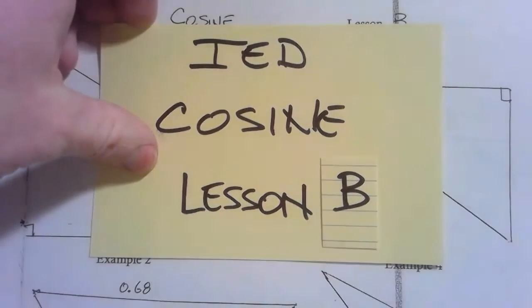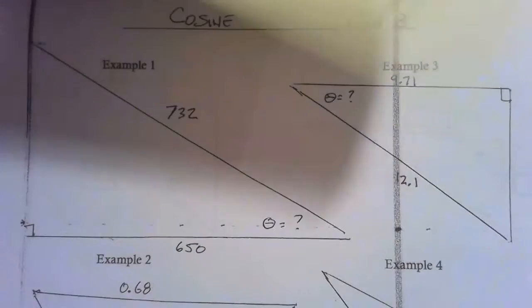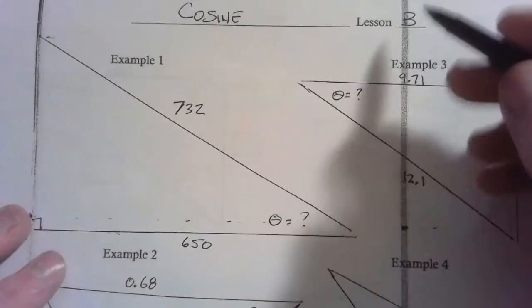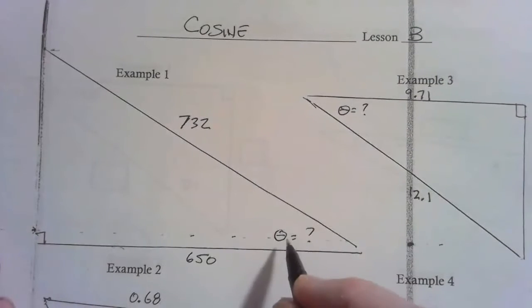So if you handle the Sine Lesson B, you're going to be just fine with this one. And I apologize for the messed up copies here, but I'm working with what I got. So we're trying to find an angle.